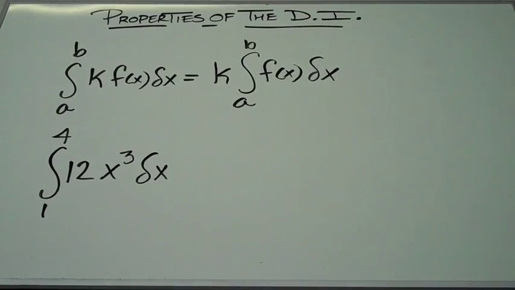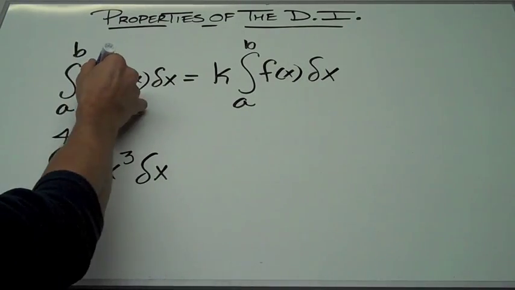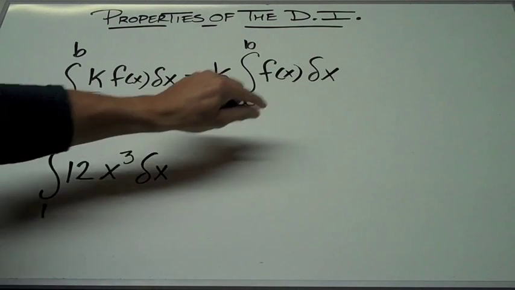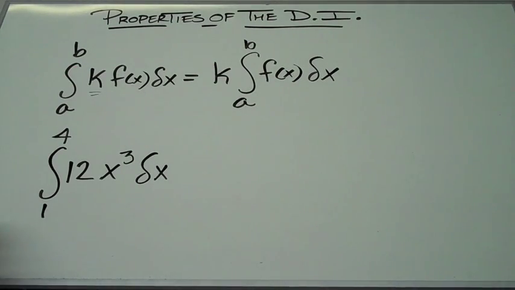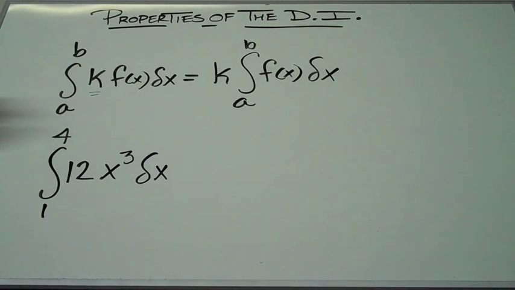As we continue on with our properties of the definite integral, I should hope that this particular property is of no surprise to anyone. If we're integrating from a to b of k f of x dx, where k is some constant, then we can pull the constant outside of the definite integral to make it k times the integral from a to b of f of x dx.